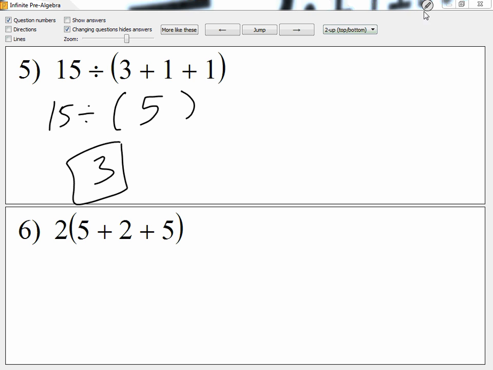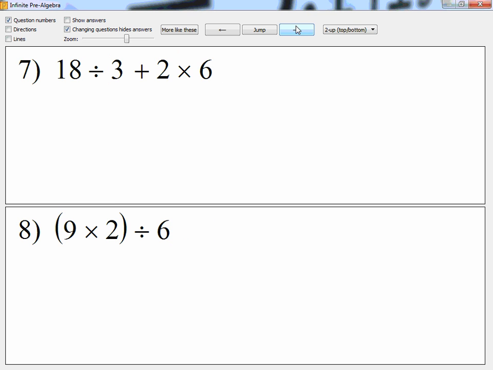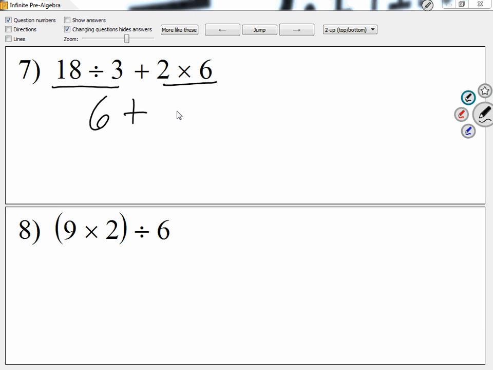7. Alright, I have no groups, I have no exponents, but I see a division and a multiplication. There's a plus in between them. Let me copy the plus. Let me do the division and multiplication first. How much is 18 divided by 3? 6. How much is 2 times 6? 12. Keep in mind the addition, I'm doing it at the end. So now, how much is 6 plus 12? 18.